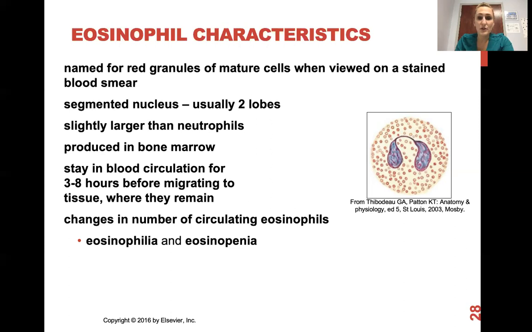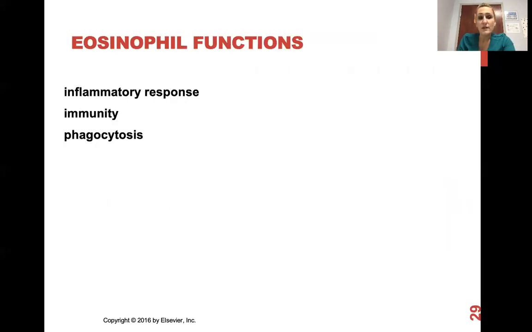Changes in the number of circulating eosinophils: if there's an increase, that would be called an eosinophilia. If there is a decrease, that would be called eosinopenia, a decrease in eosinophils. Eosinophils have 3 very specific functions, or 3 key functions. One of those is inflammatory response. So basically, local, allergic, and anaphylactic response.